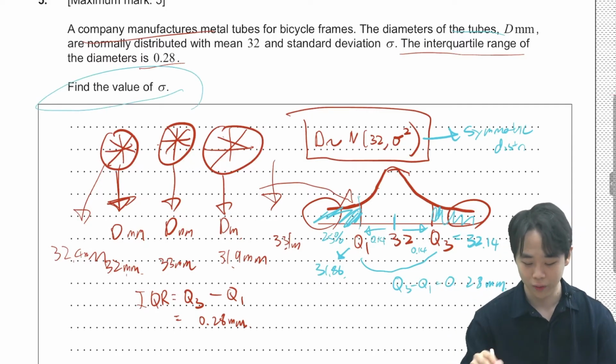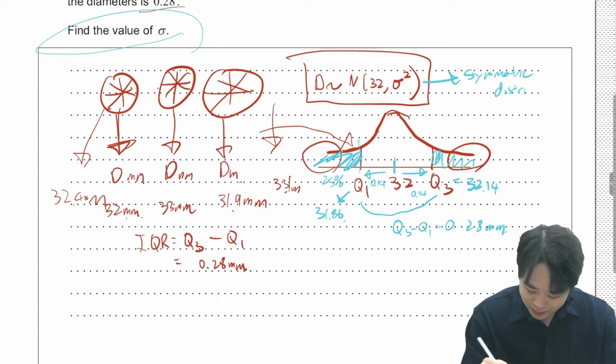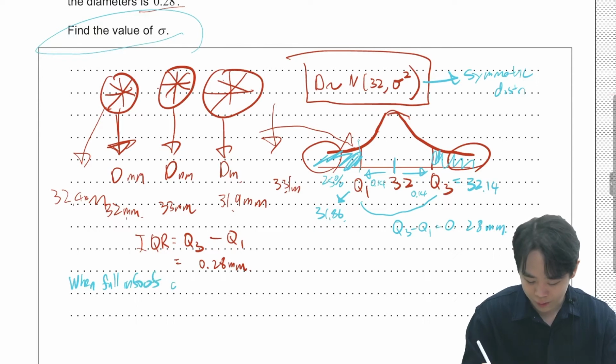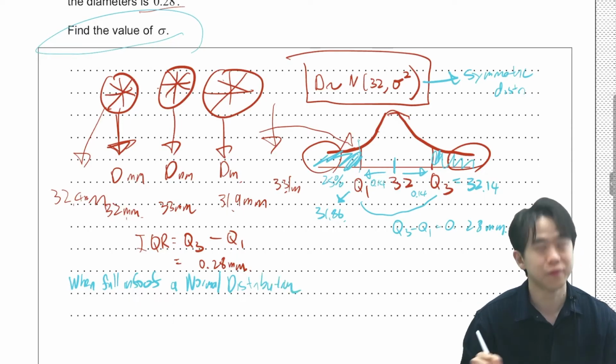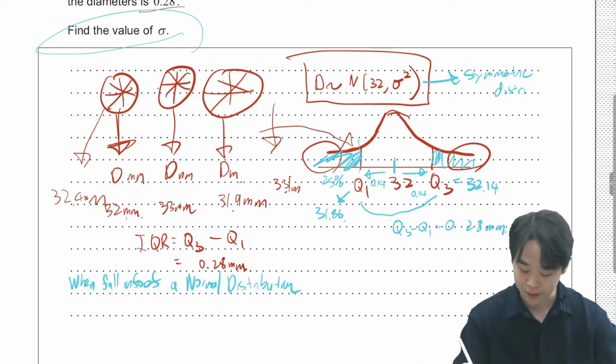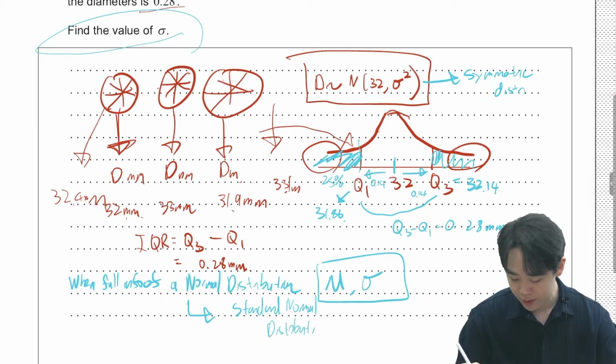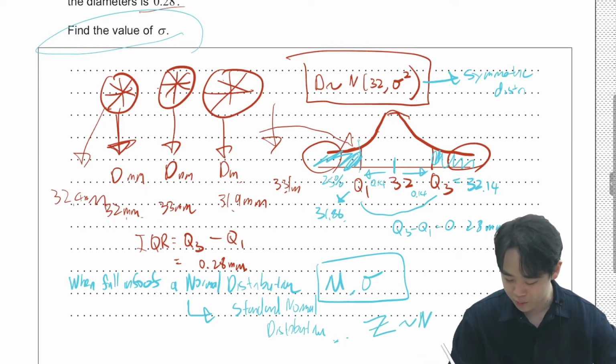Whenever we don't know mu or sigma, I would like to emphasize that when the full information of a normal distribution is not known, we want to know both the mean and the sigma to fully describe it. But when one or both of them are not known, we always resort to our standard normal distribution, which is associated with the letter z. So z is basically a normal distribution with mean 0 and sigma or variance 1.